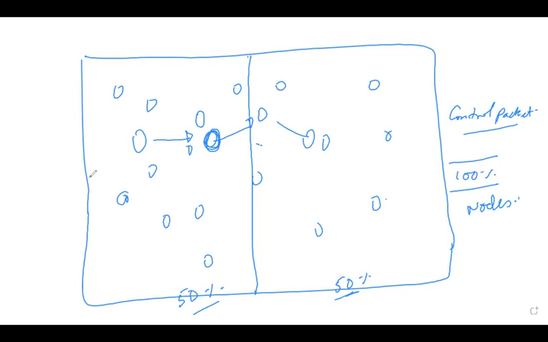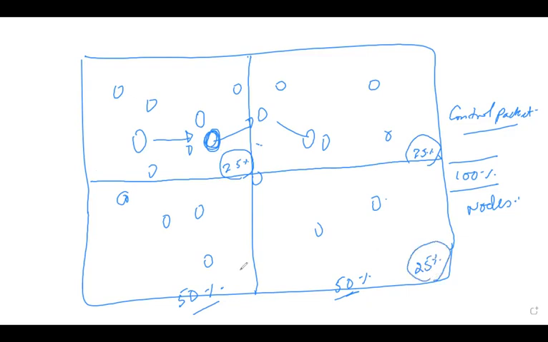Similarly, if we have a look at this distribution as well, in this situation we are only flooding the route request in 25% region of the network. And this is possible only because of the location that we know, where our desired destination node is.